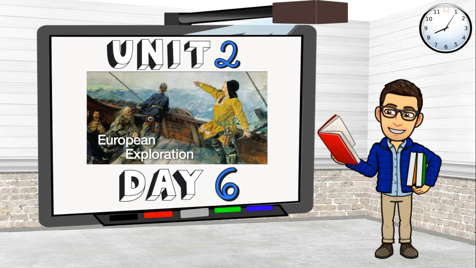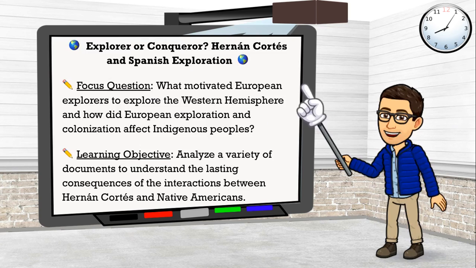Today, we will be focusing on Unit 2, European Exploration, and our Day 6 lesson. The title of our lesson is Explorer or Conqueror, Hernán Cortés and Spanish Exploration. Our focus question for today is what motivated European explorers to explore the Western Hemisphere, and how did European exploration and colonization affect indigenous peoples? Our learning objective is to analyze a variety of documents to understand the lasting consequences of the interactions between Hernán Cortés and Native Americans.